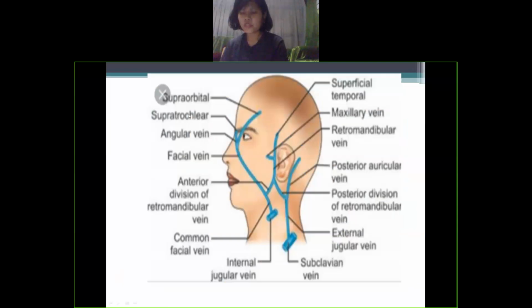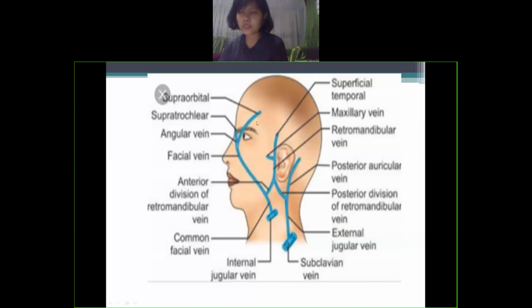Supratrochlear vein. The supratrochlear vein begins in the forehead, in this portion, on both sides, opposite sides. And these supratrochlear veins unite together, they combine and form the supraorbital vein. This is a supraorbital vein.